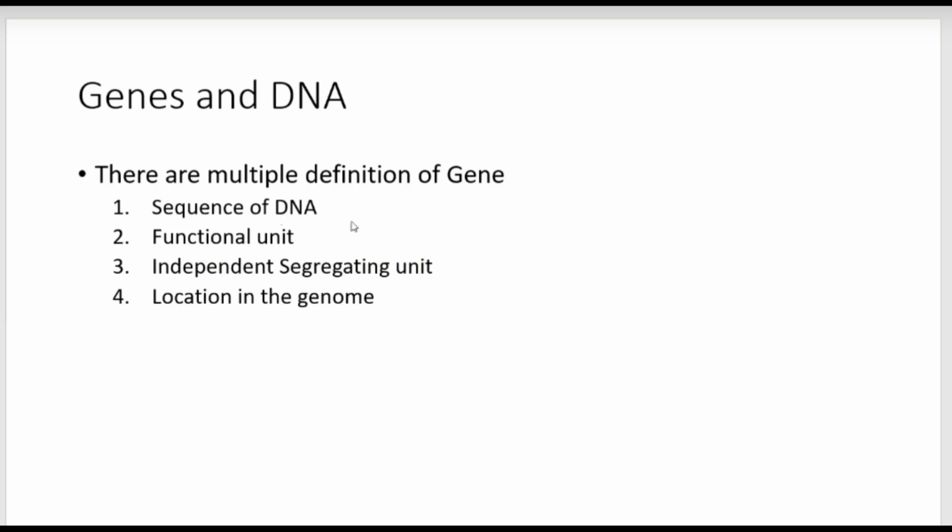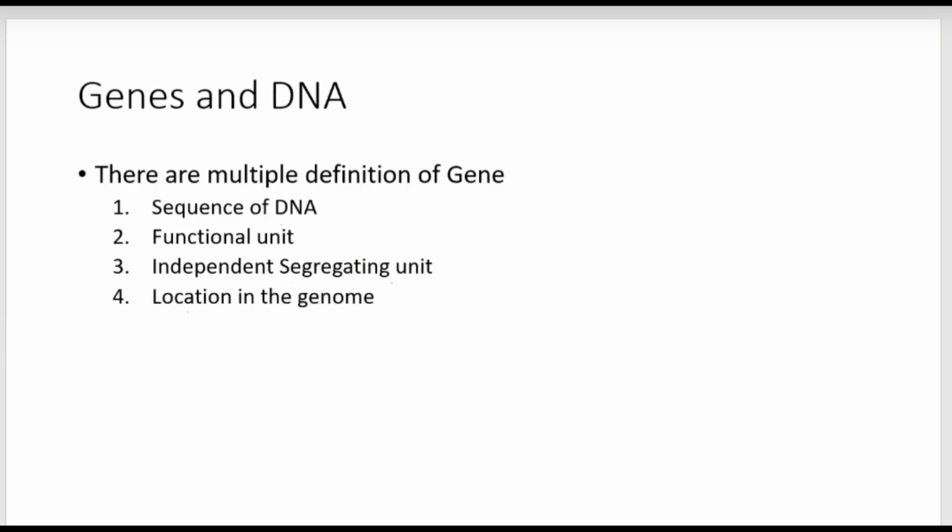All of these definitions are right. The independent segregating unit is a definition according to Mendelian inheritance, as I know. Location in the genome is also a good definition.